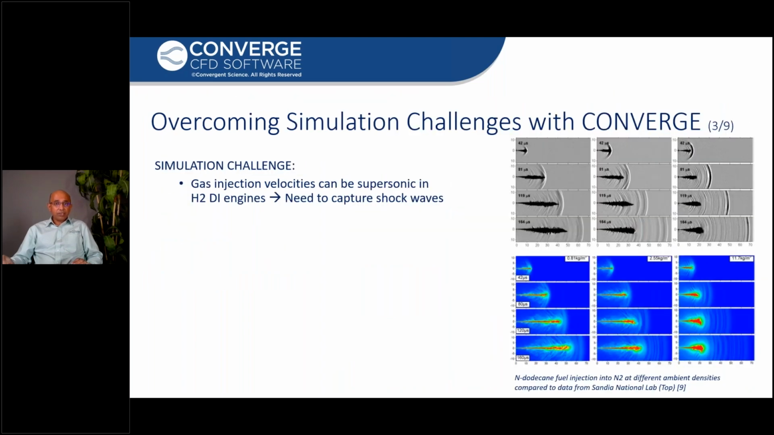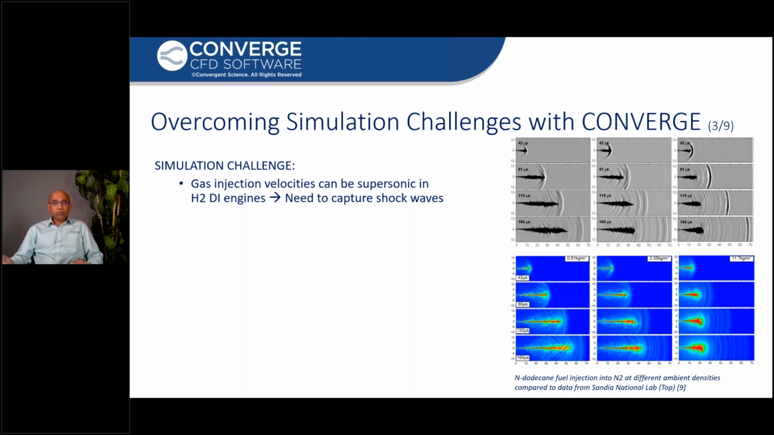With supersonic gas injections comes the challenge of handling shock waves and gas expansion accurately. The top figure shows shock wave generated when n-dodecane liquid is injected into nitrogen. This data is from Sandia National Labs. The figure below shows how CONVERGE is used to predict those shock waves accurately.